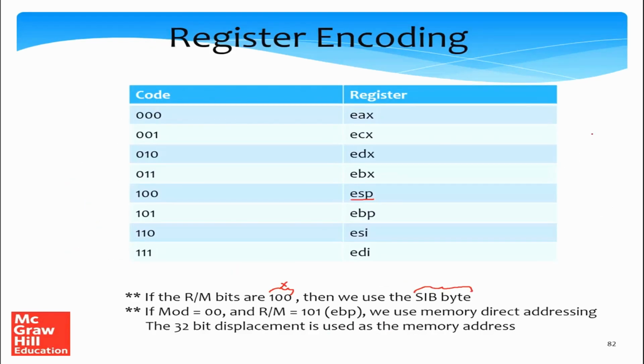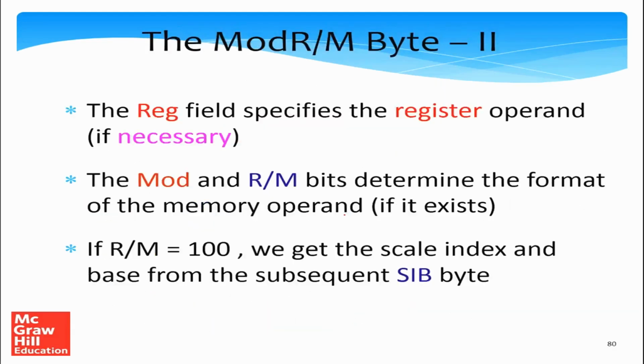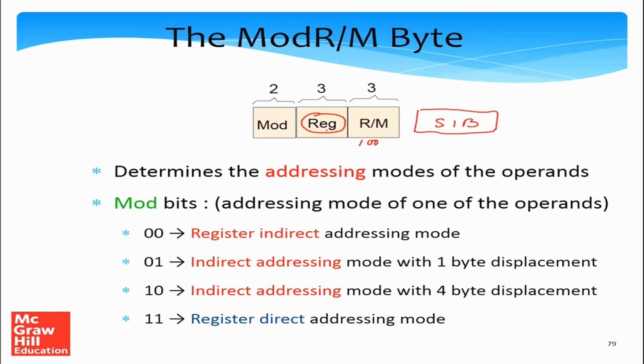Let us discuss the second special case. The second special case is when mod is equal to 00 and R/M is equal to 101. 101 in this case is equal to EBP. Right, so we have not discussed this, but let me discuss it now. So let's go back to that field. In this case, let us assume that the mod is 00, and the R/M bits are 101, right?